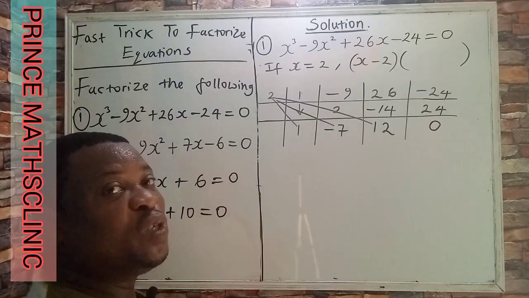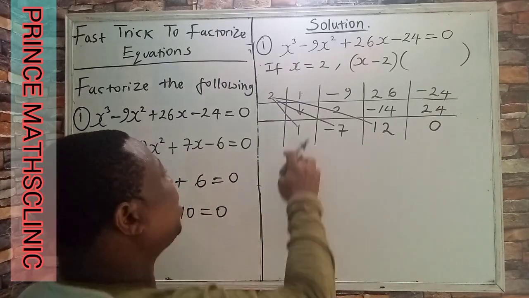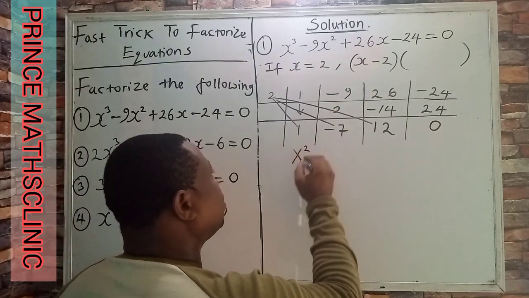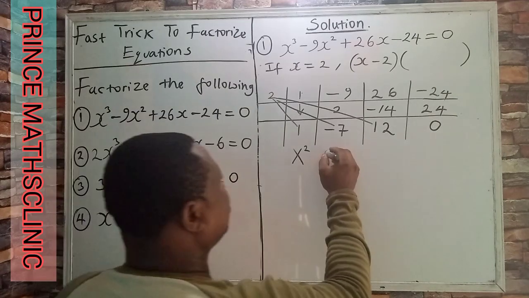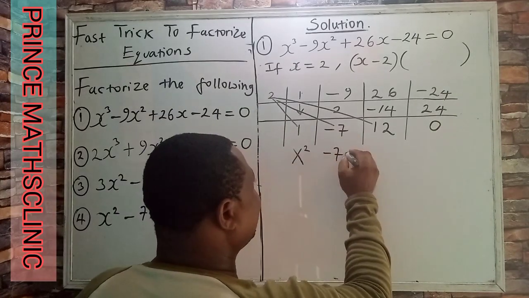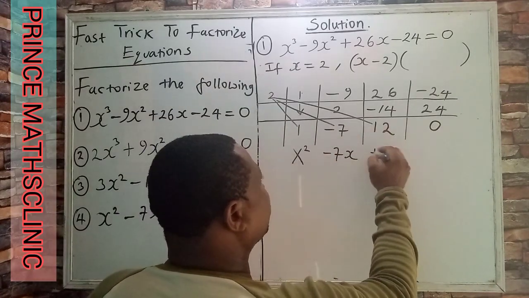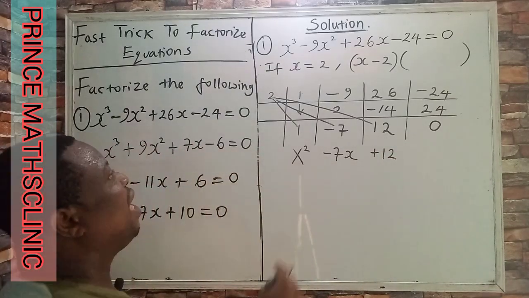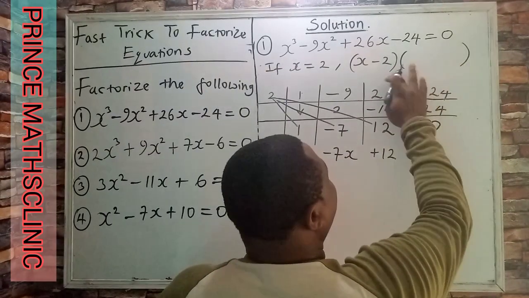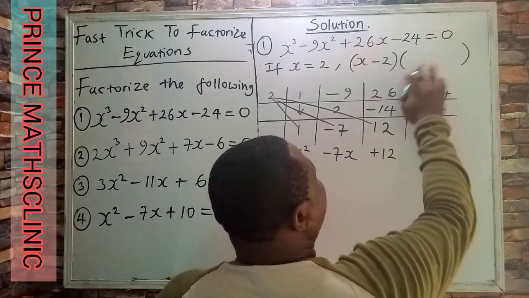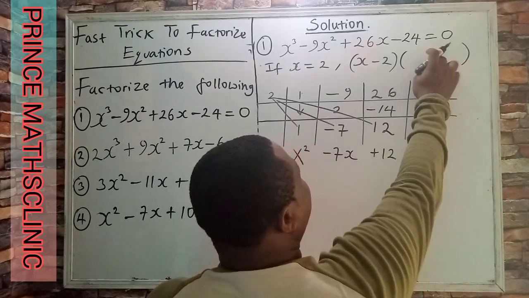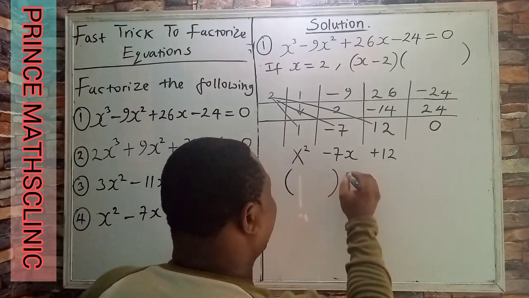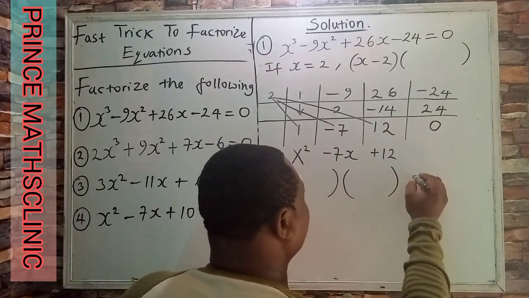It means that the coefficient of my quadratic equation here is 1. So this becomes x squared. Then minus 7 here means minus 7x, then plus the constant of 12. That is the other quadratic function I told you we are going to obtain here. So I can factorize this. And to factorize this is very simple.